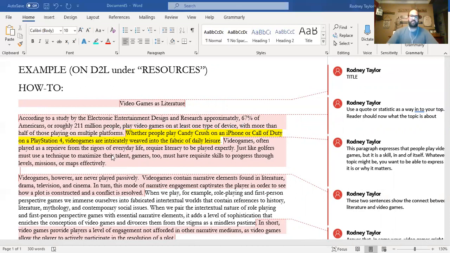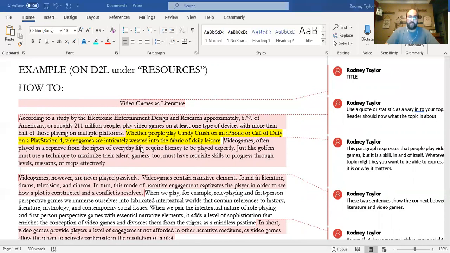So the reader knows this is about video games and literature, but the first thing I'm doing is saying that a lot of people play video games. This isn't just some niche community. 211 million people, or well more than half of Americans, play video games in some form. I'm using this statistic to dispel the idea that only young people play video games, when in fact the average gamer age is like 34, so it's older than me.